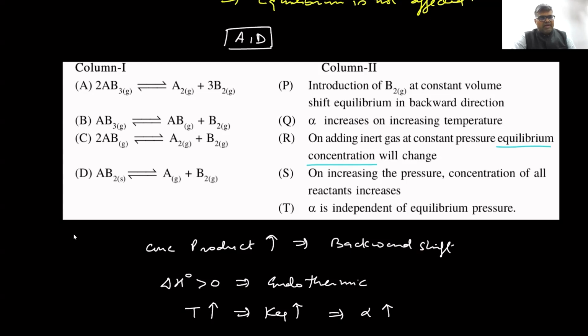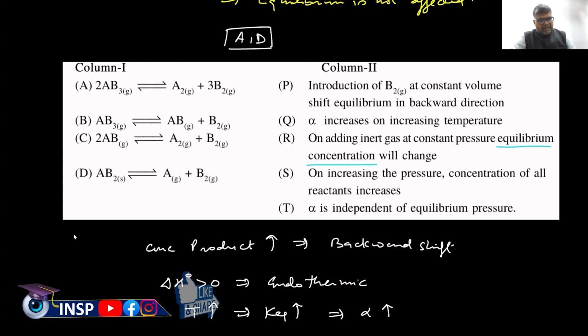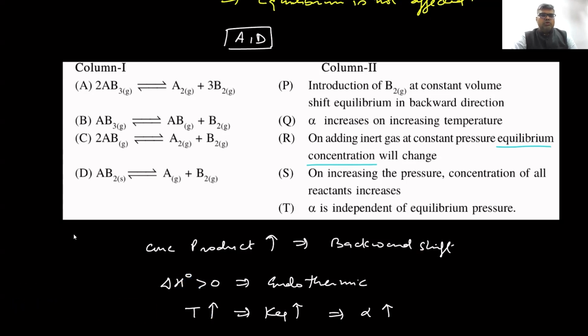C option, it is a case of delta n equals zero. You have added inert gas, equilibrium is not affected. That means total moles of AB, A2, B2 will remain the same. They are not disturbed at any point. But since you have added an inert gas at constant pressure, you have changed the volume of the total container. So that volume has affected the total concentration of all the substances. But since that volume term will be cancelled out, this equilibrium is not affected.